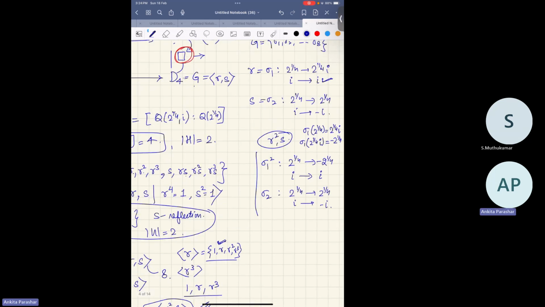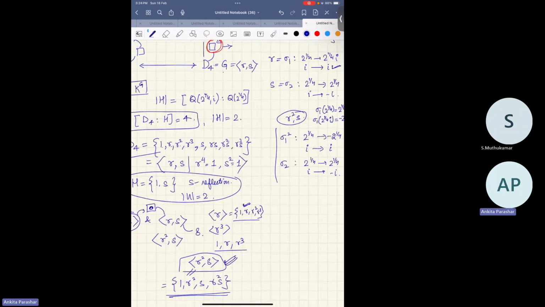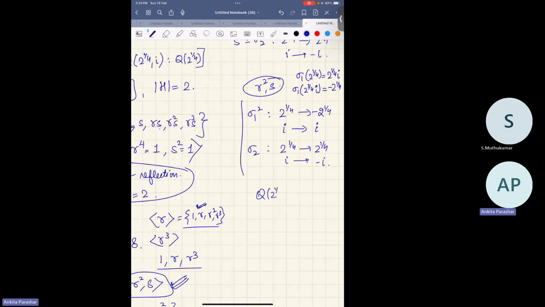So a general element of our field, how does that look like? Can we write that? So we look at a general element of our field Q(2 power 1 by 4, i). How does that look like? A plus B times 2 power 1 by 4 plus C times i. Okay. So if you try to write like this, you will not be able to somehow see the thing. So maybe I'll try to write, you know, Q(2 power 1 by 4) over Q has the basis.